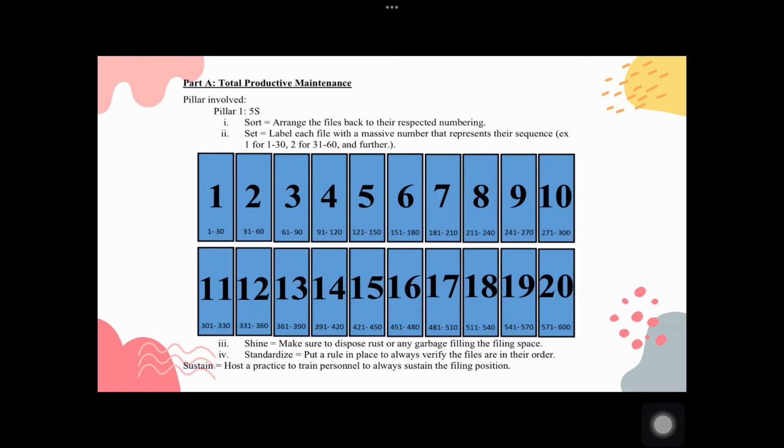Number 4, Standardize. Put a rule in place to always verify the files are in their order. And for the last one, Sustain. Host a practice to train personnel to always sustain the filing position.